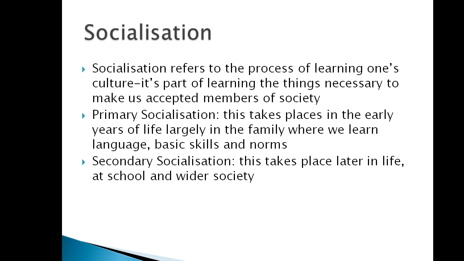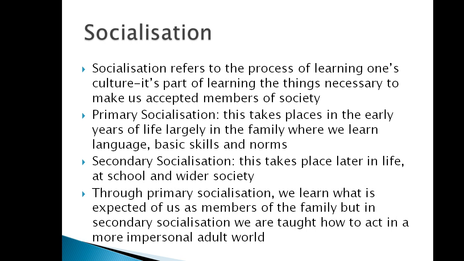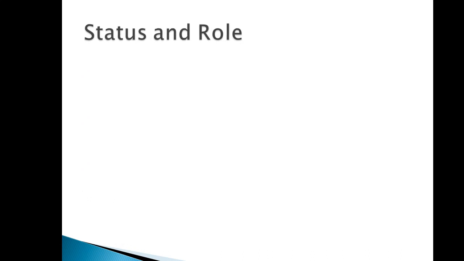The second type of socialization is secondary. This takes place later in life at school and wider society. There are other agencies of secondary socialization such as mass media, peer groups, and religion. Each of these play a part in transmitting norms and values to perform our role in society. Through primary socialization, we learn what is expected of us as members of the family, but in secondary socialization, we are taught how to act in a more impersonal and adult world.